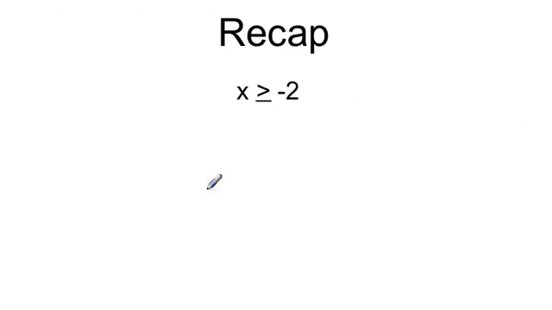So to sum things up, inequalities just show relationships between two values. Here I'm looking at the relationship between x, so all the values that x could be, and -2. And the solutions to the inequality are all the numbers that make this statement true. And this symbol here tells us what that relationship is. So in this case, x is all the numbers that are bigger than -2 or equal to -2.